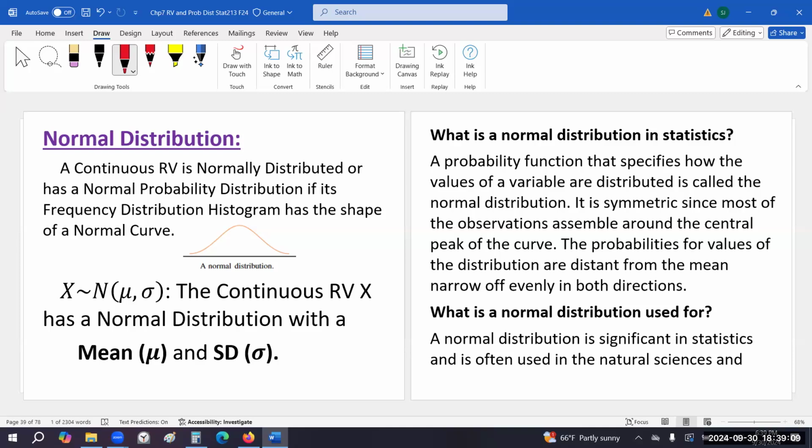It means we have a random variable x that has a normal distribution with the mean, mu, and standard deviation sigma. That's how we use it. So what is the normal distribution? Well, the probability function that specifies how the values of a variable are distributed is called the normal distribution. It's symmetric, since most of the observations gather around the central peak of the curve, and the probabilities for values at a distance from the mean taper off evenly in both directions.